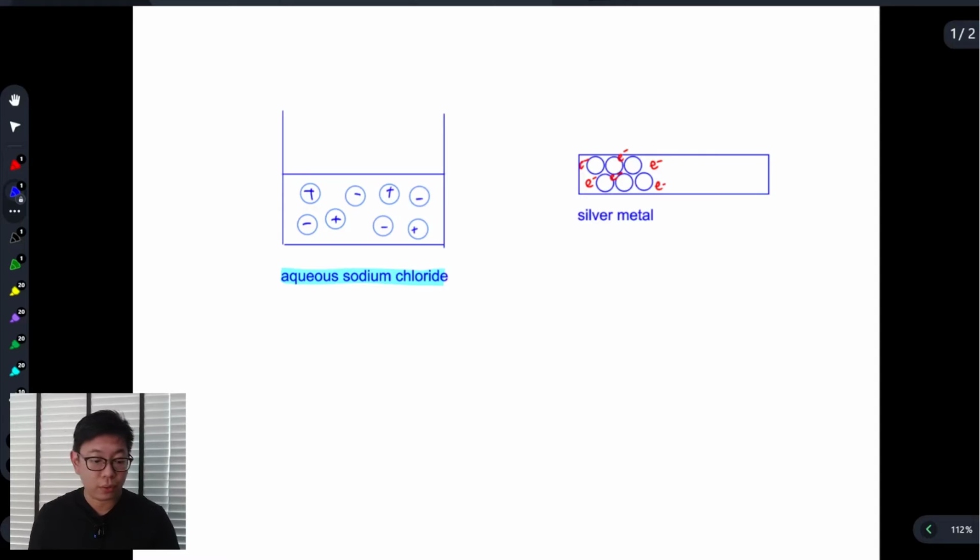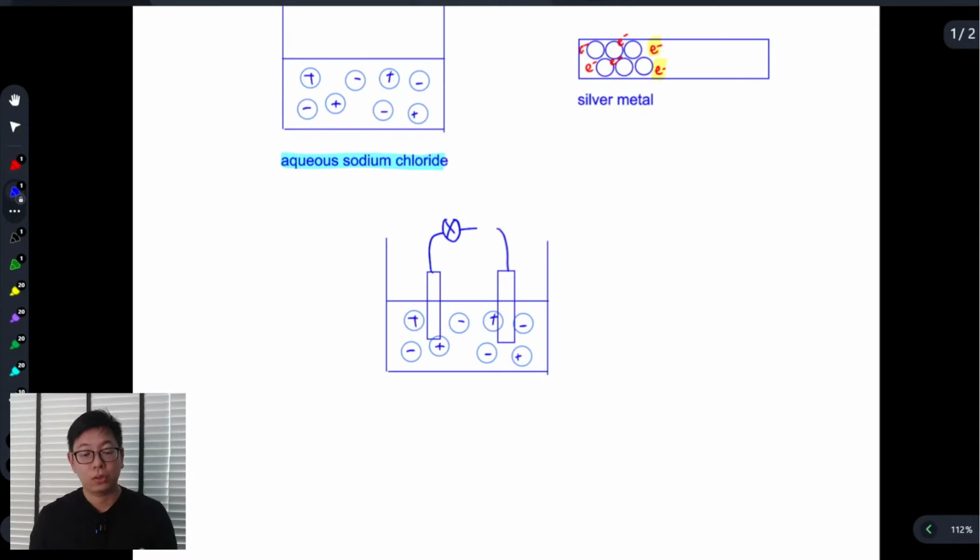Now, on the other hand, if you look at the metal bar, we know that there are electrons that are delocalized, that are mobile, that allow electricity to be conducted. But what does this actually mean? So what I'm going to do is try and combine them and give you a much clearer idea. So this is a light bulb.